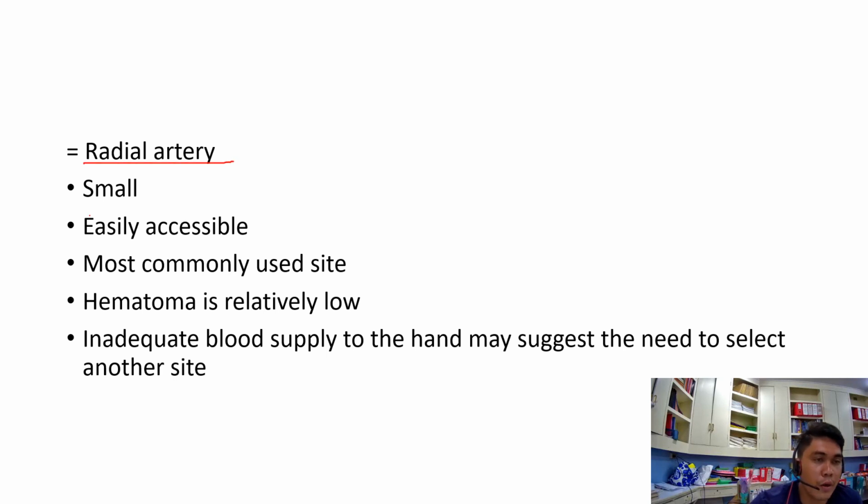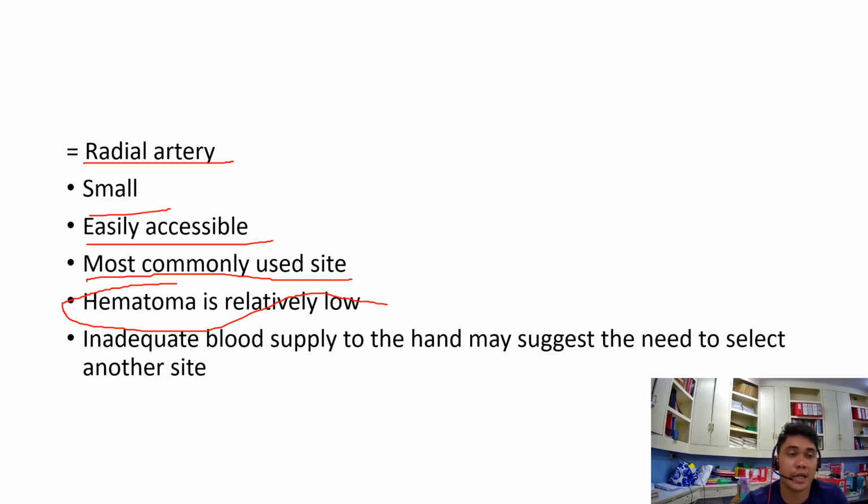The radial artery is small, but it is easily accessible, and it is the most commonly used site. The risk of hematoma is relatively low because it is a more superficial artery compared to the brachial artery. The brachial artery is deep, not superficial, so it is difficult to apply pressure after blood collection. Inadequate blood supply to the hand may suggest the need to select another site. In order to determine whether the hand has a collateral blood supply, you need to perform the modified Allen test. The purpose of the modified Allen test is to check the capacity of the ulnar artery to supply blood.